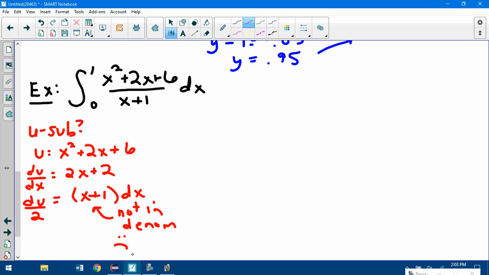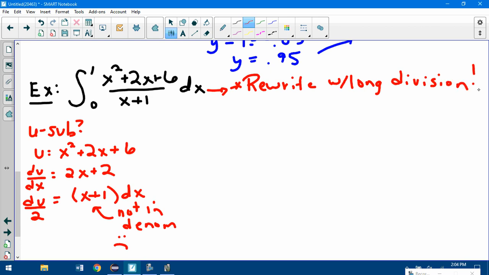The trick here is, and it's something we don't do that often, rewrite with long division. We have done this before, but it hasn't come up in a long time. So what we could do is we could take x squared plus 2x plus 6 and actually divide it by x plus 1 to rewrite this, because that's what this means. So remember how to do that. What times x equals x squared? x times x equals x squared.